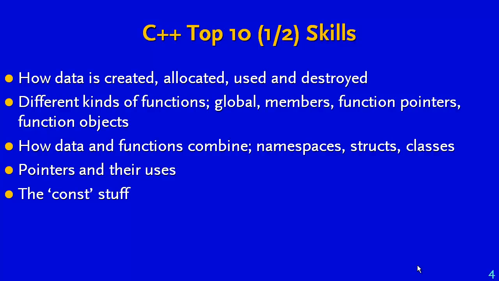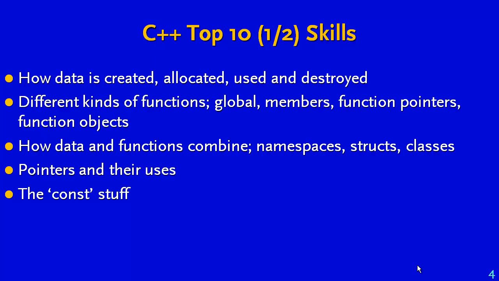We've got different kinds of functions: global functions, member functions, function pointers, of course, and function objects. These are absolutely vital in applications because you model all your algorithms using functions. And of course the third step is how data and functions combine.